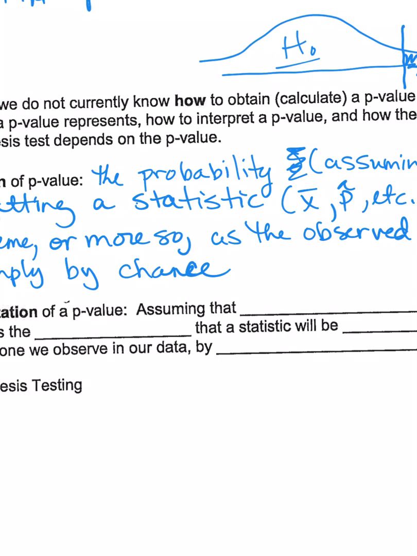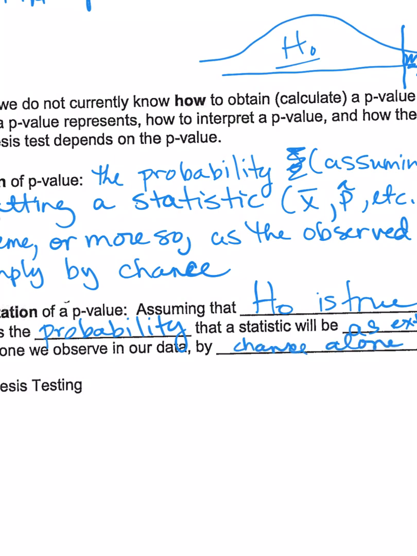All right, interpretation of the p-value. Assuming that H naught is true, a p-value is the probability that the statistic will be as extreme or more so than the one we observed in our data by chance alone. And yes, I did just make you rewrite this.